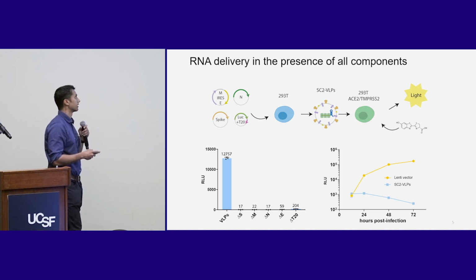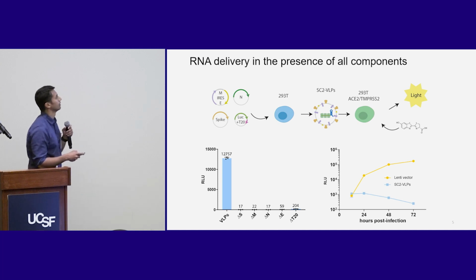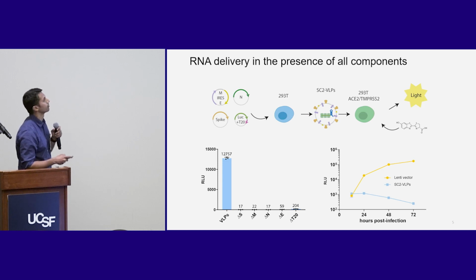We also see transient luminescence in the infected cells that fades over time, in comparison to if you use a lentiviral vector, where you get expression. The expression increases over time, as you would expect.